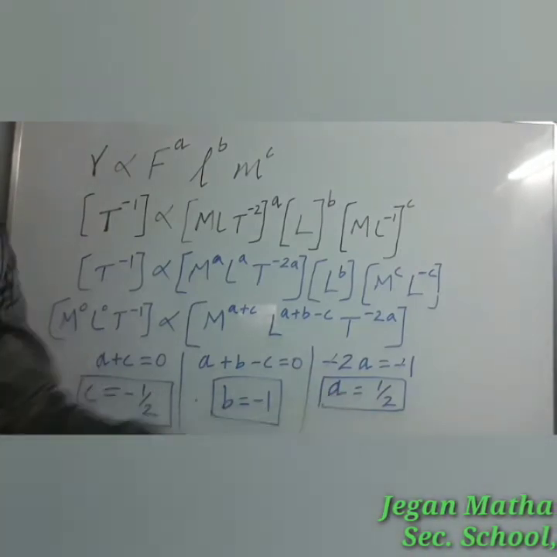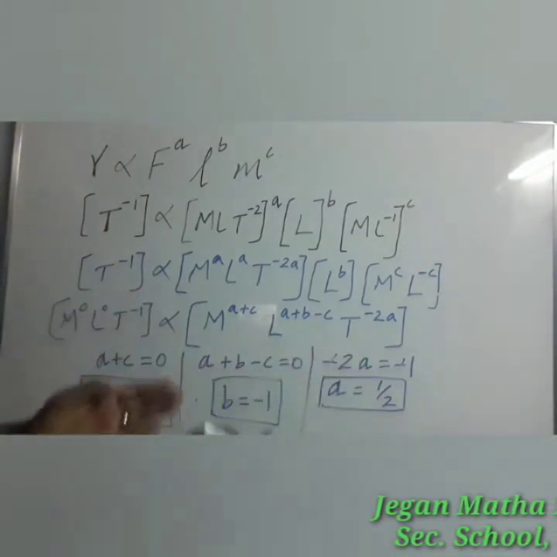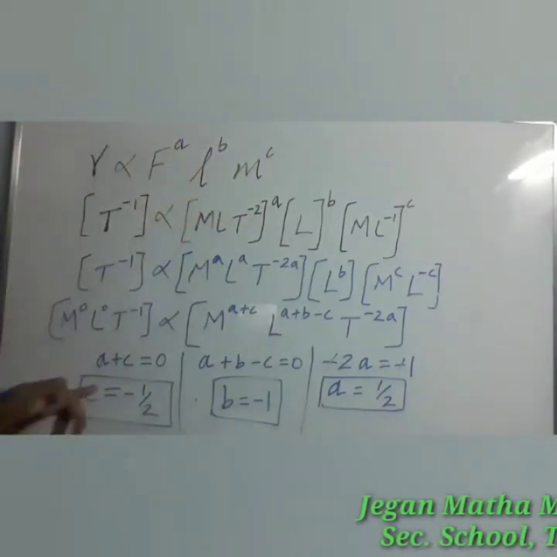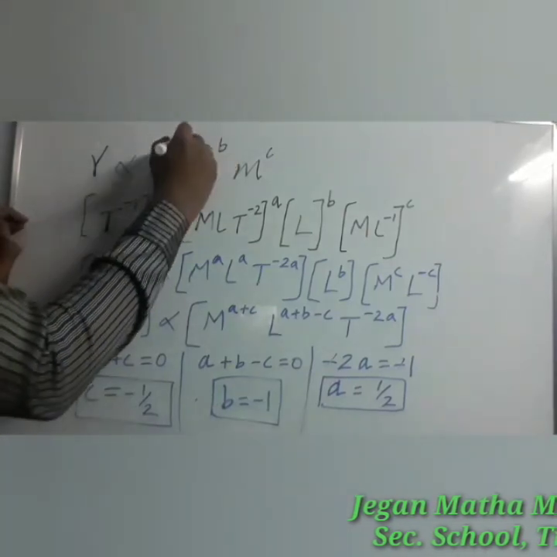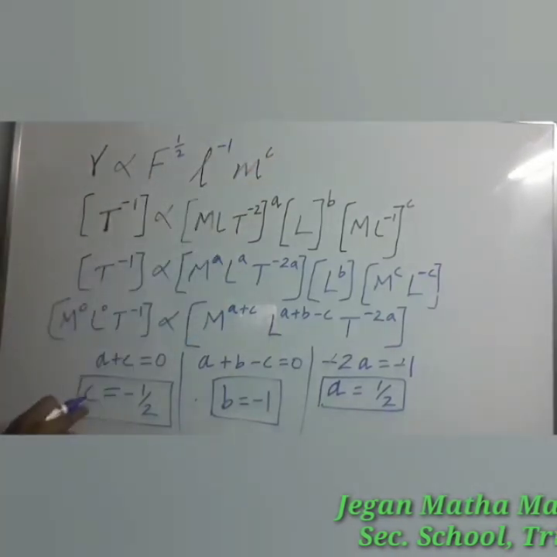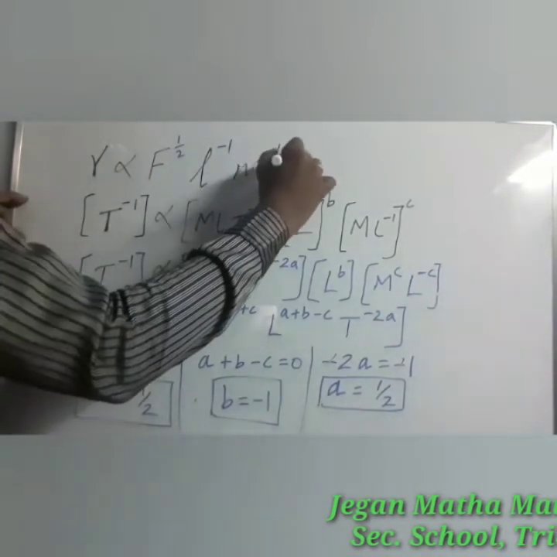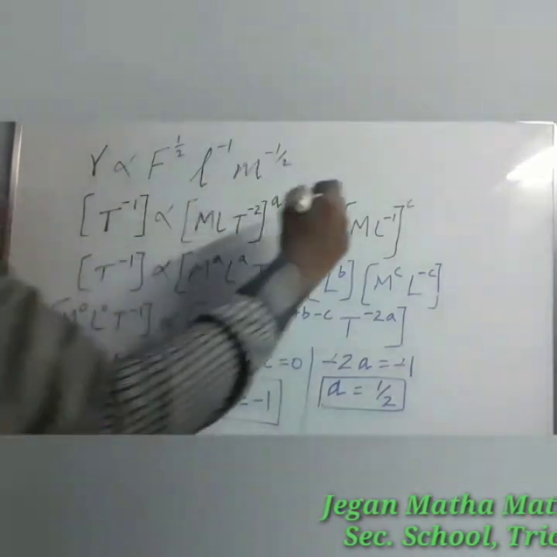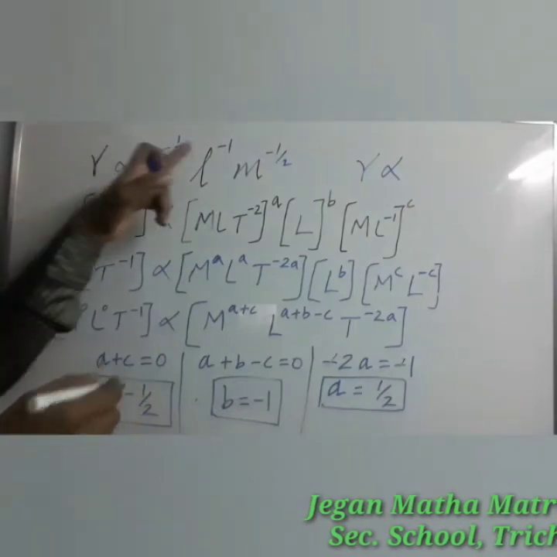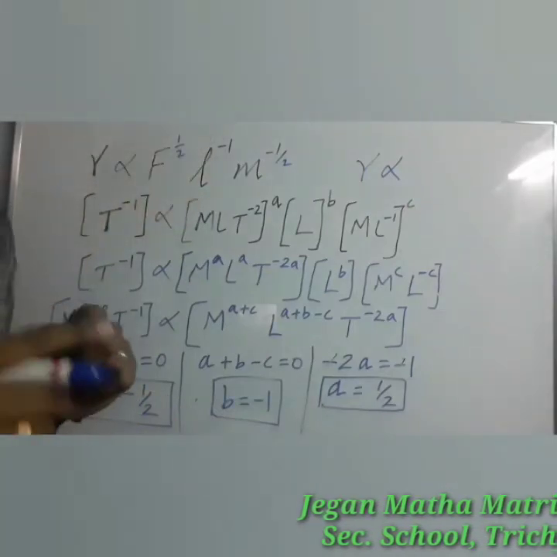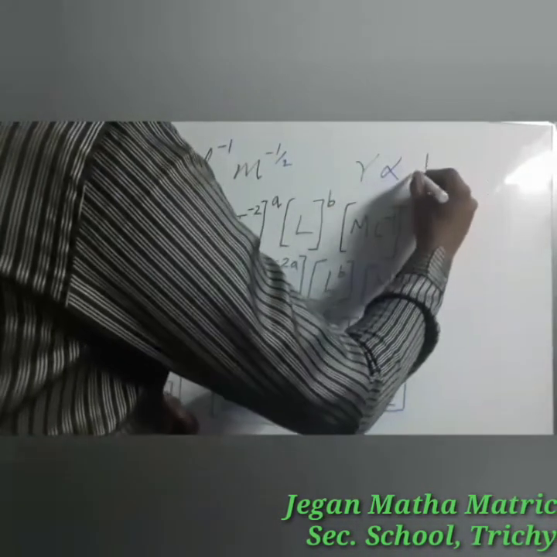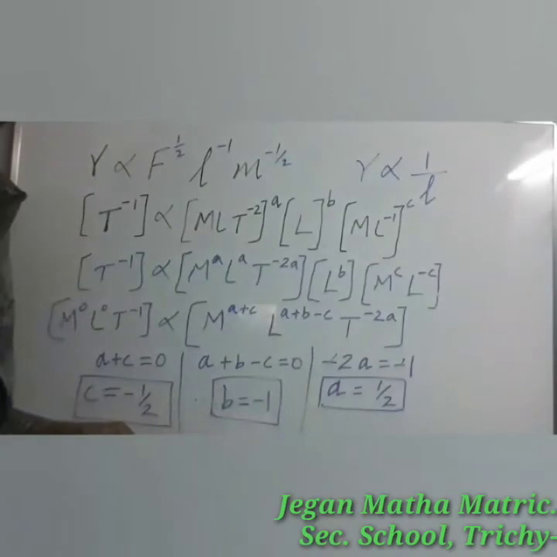So I have found the values of all the dimensions, which can be substituted in the basic equation. Instead of a I can substitute 1 by 2, instead of b you can substitute minus 1, instead of c you can substitute minus 1 by 2. Now it can be written as frequency nu directly proportional to L power minus 1. Anything power minus 1 has to be taken to the denominator, so L power minus 1 can be written as 1 by L.